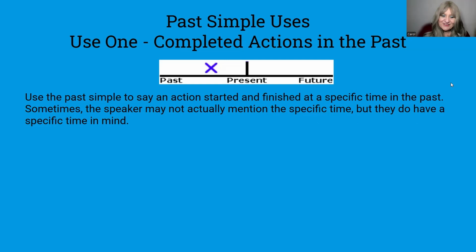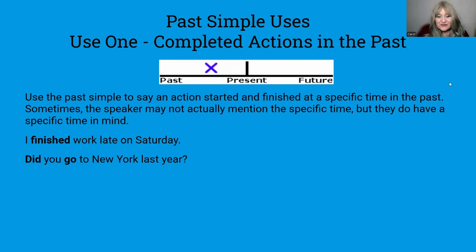So let's have a look at some examples. I finished work late on Saturday, so our time there is Saturday. Did you go to New York last year? So last year is our time. They helped their mother clean the house. So here we don't have a time, but the speaker is thinking of a specific time this action happened.